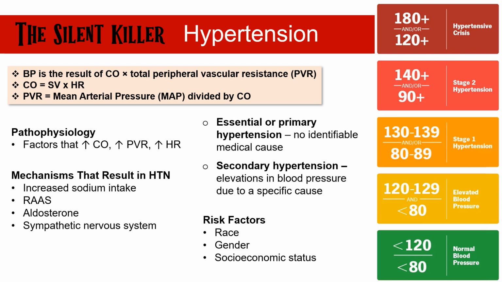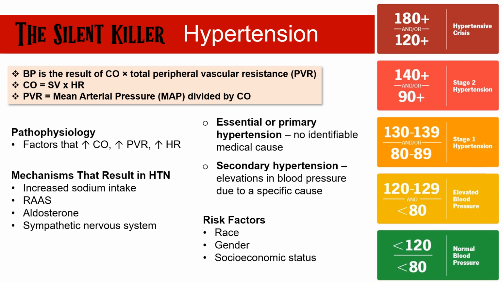There are two types of hypertension, essential or primary hypertension, and secondary hypertension. With essential or primary, we don't know why. There's not a real medical condition that we can find on the patient. Secondary hypertension is when you have high blood pressure and we know the reason why. General risk factors for hypertension are going to be race, gender, and socioeconomic status.